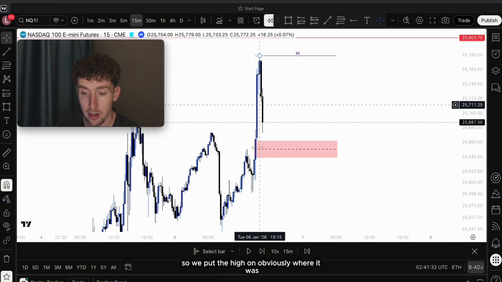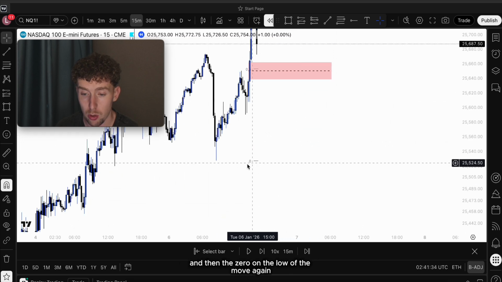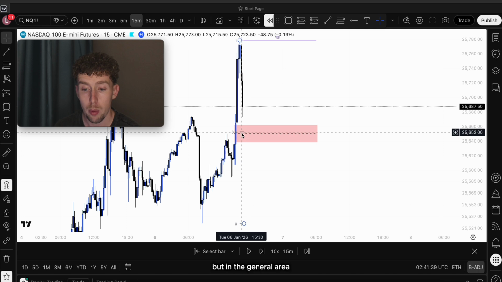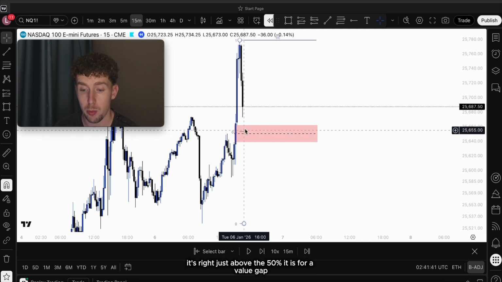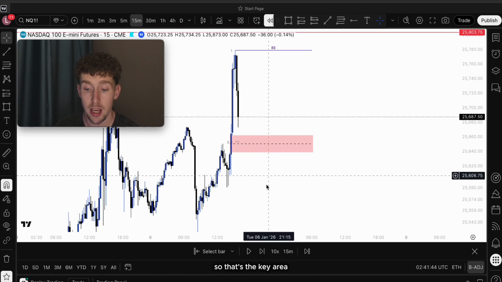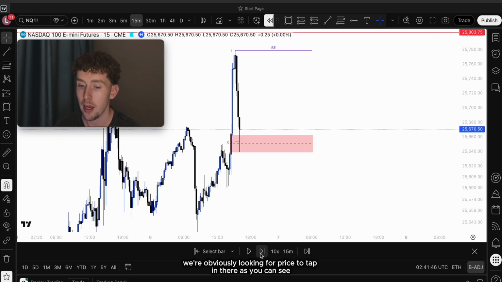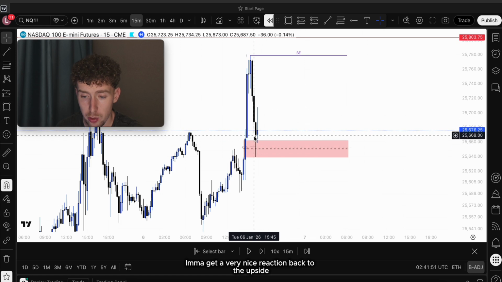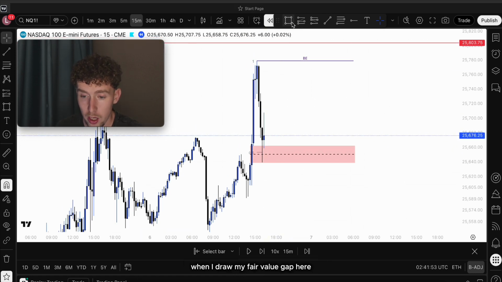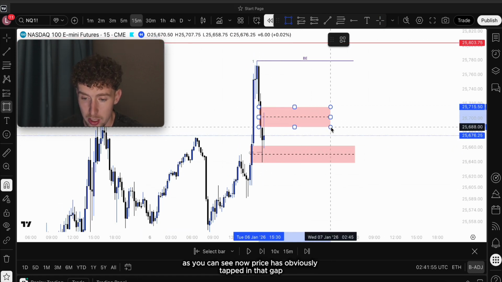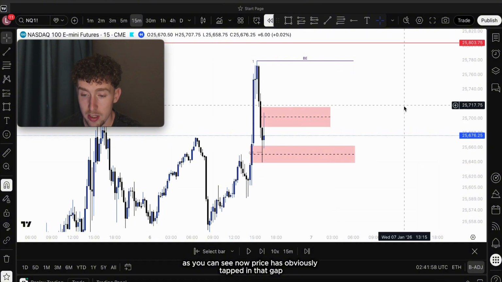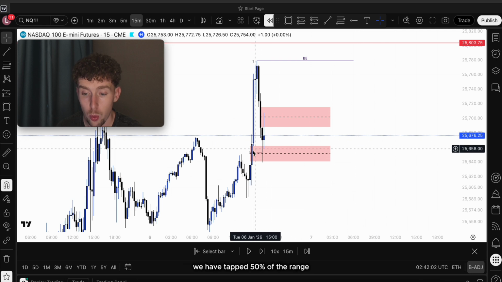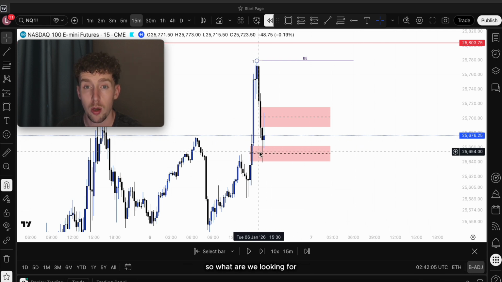So we put the high on, obviously where it was, and then the zero on the low of the move. Again, it's not lined up with 50% anymore, but in the general area, it's right just above the 50% of this fair value gap. So that's the key area we're obviously looking for price to tap into. As you can see, price taps into it right there, and we get a very nice reaction back to the upside. When I draw out my fair value gap here, as you can see, now price has obviously tapped in that gap and started pushing back to the upside. We have tapped 50% of the range. So what are we looking for?